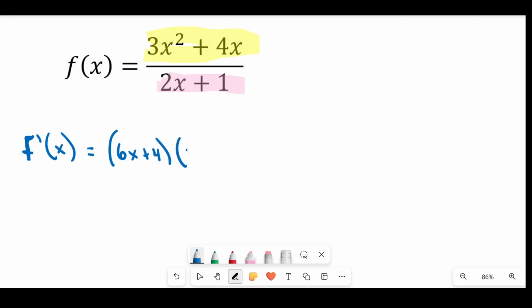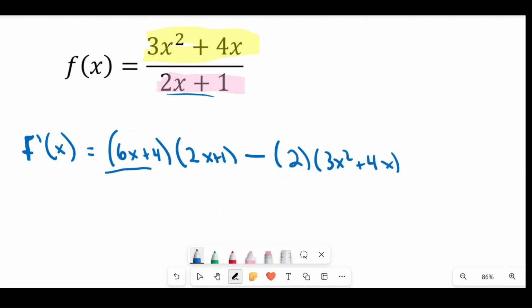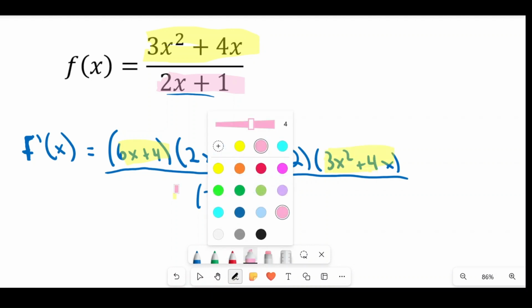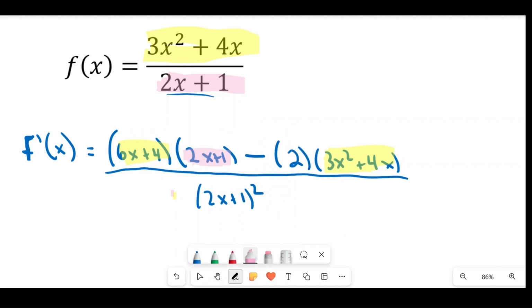Derivative of the top times the bottom, minus derivative of the bottom. The bottom function's derivative is just 2 times the top. And then I need to divide by the bottom squared. So that's the derivative in its most ugly, unpleasant looking form. And again, you can see that this is the derivative of the top function, this is the top function, this is the bottom function, and this is the derivative of the bottom function. And of course, there's the bottom function squared.